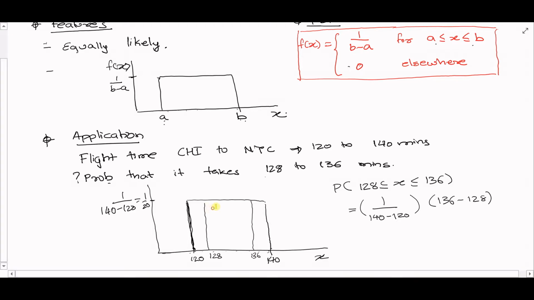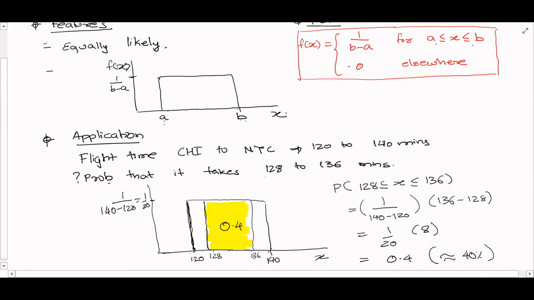This area is capturing the probability that x takes value between 128 and 136, and each is 1 over 20, and you have 136 minus 128 x values, continuous value, and so that is 8, and that's 0.4. So this area is 0.4. So there is a 40% chance that a particular flight from Chicago to New York will take anywhere between 128 and 136 minutes.